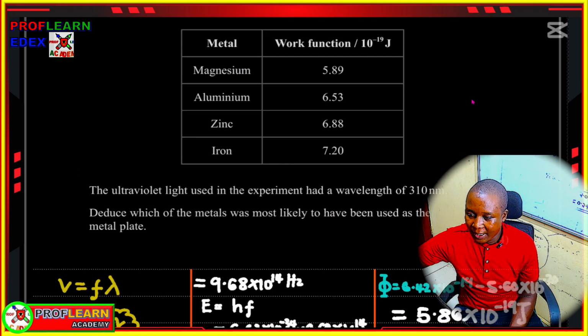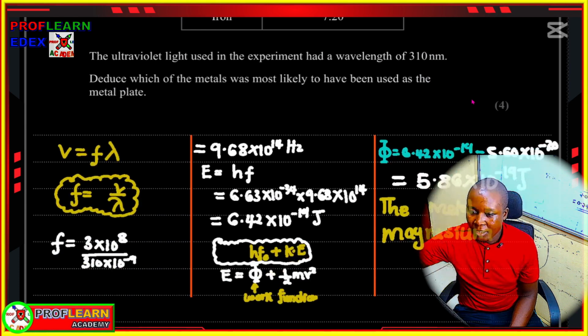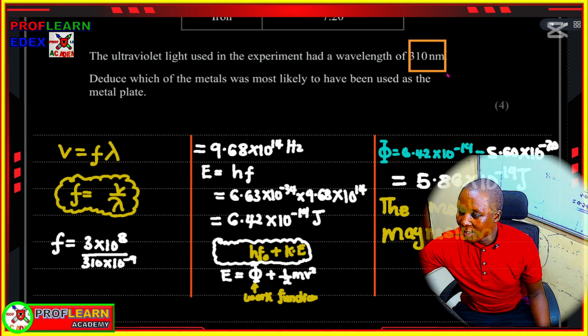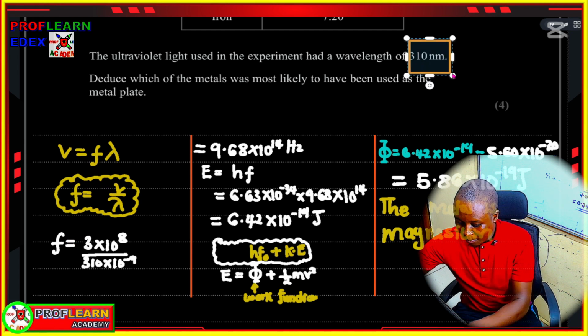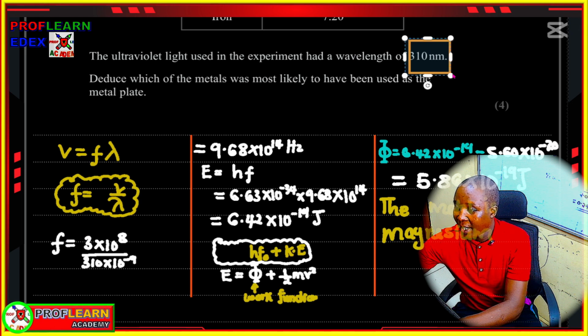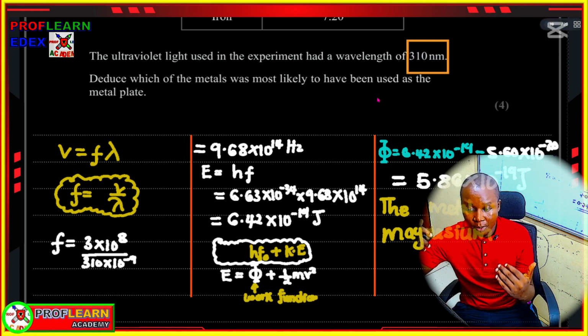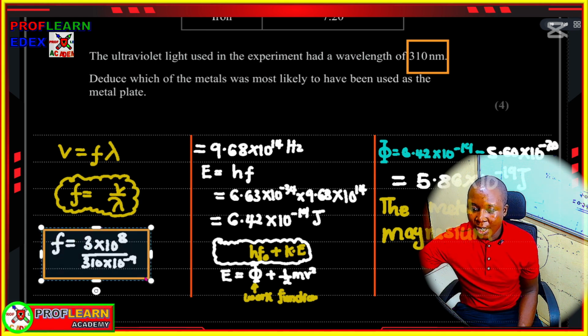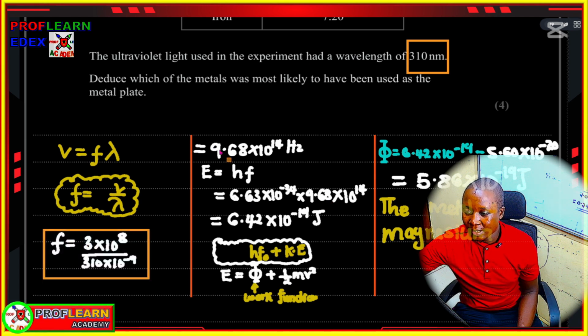The ultraviolet light used in the experiment has a wavelength of 310 nanometers, and we know that the wave equation is v equals f lambda. We can use that wave equation to work out the frequency. Given the wavelength, we use the speed of light, since the light travels at the speed of light. Working it out, we shall get the frequency as 9.68 times 10 to the power 14 hertz.